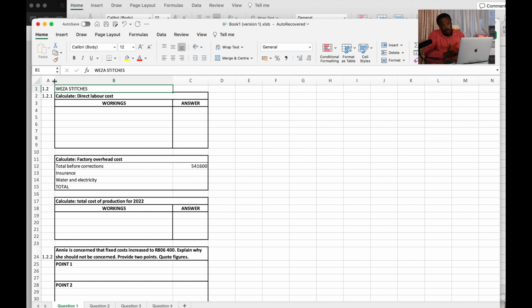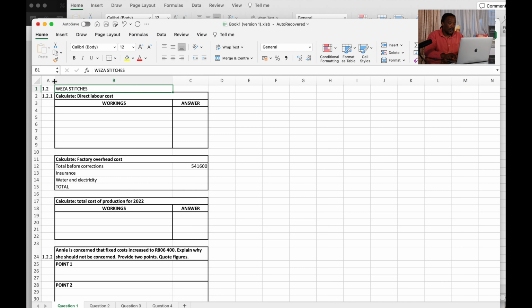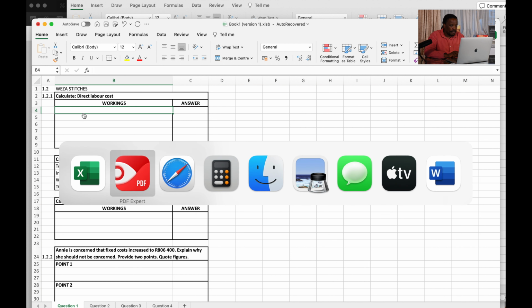Sometimes they don't give you that, so you must know your format. Sometimes they play around, they give you this, they don't give you that. But if you understand direct material, direct labor, and manufacturing overheads, you are good to go in terms of cost accounting. Therefore, we're looking at direct labor.